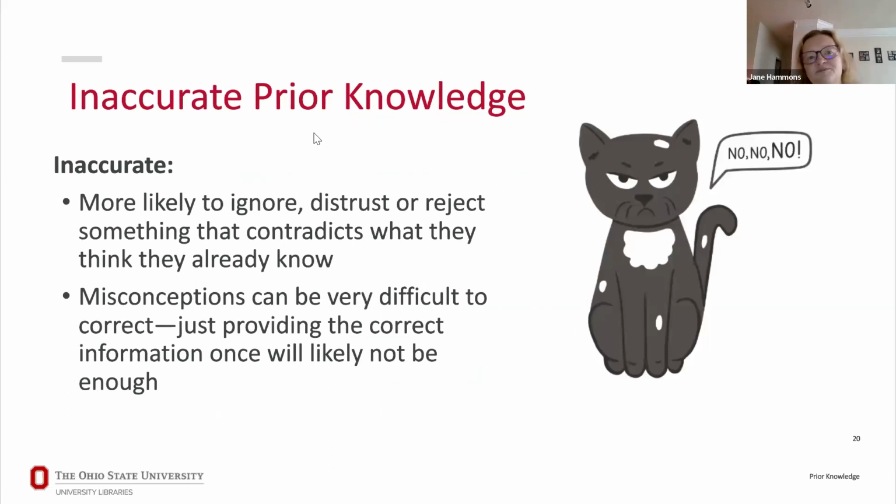And of course, there are sometimes when students' prior knowledge is just plain inaccurate, right? It's just wrong, however they came about that knowledge. And the challenge there is we know that it's common habit for all of us, not just students, to tend to ignore or distrust something that challenges something we think we already know, right? Misconceptions can be very difficult to correct. And if we just give the correct information one time, that's probably not going to be enough. Again, this is not a problem just for students. Everyone has that bias where we tend to reject things that go against what we already know.